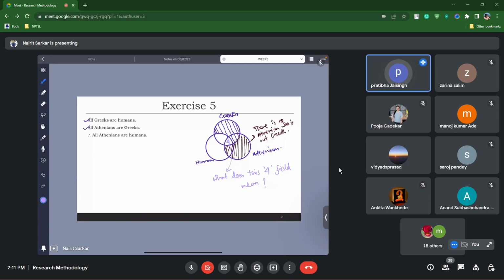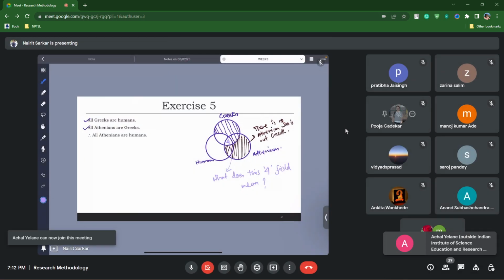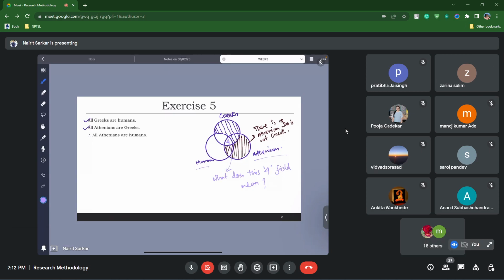Sir, all of the three: human, Greek, and Athenian. And if you only have to say regarding human and Athenian, then remove all this section. Athenians are human. All Athenians are humans, right? What is the conclusion here? Valid, sir. Valid, right? Everyone?